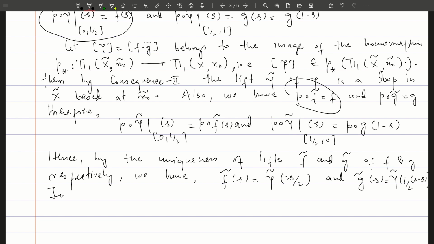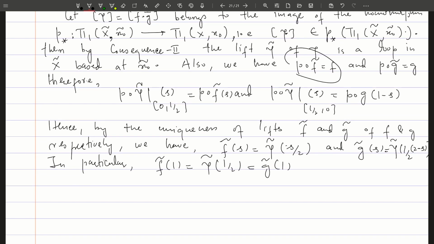So in particular f tilde of 1 will be equal to gamma tilde of half, and gamma tilde of half is same as g tilde of 1, because g tilde of 1 is gamma tilde of half. So that means f tilde and g tilde agree at the endpoint as well.